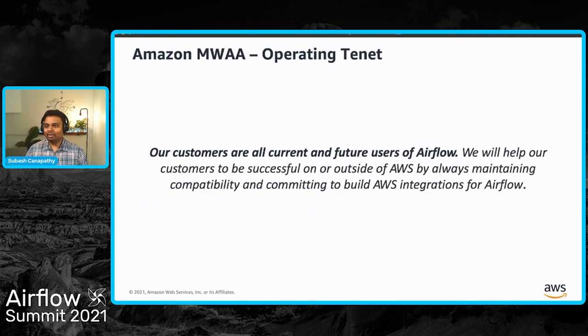So that said, I want to leave with this thought before we get into Q&A. This is an operating tenet. In Amazon, we usually write tenets of a team, which really decides how we make decisions and how we make trade-offs and choices. This is the first tenet that we wrote for MWAA, and it's unanimously the most important one in my opinion. Our customers are all current and future users of Airflow.